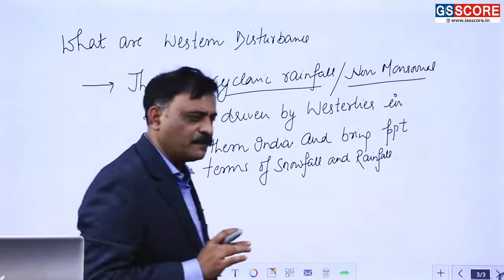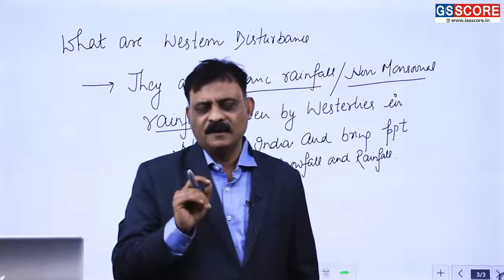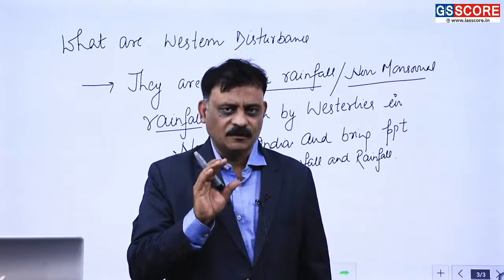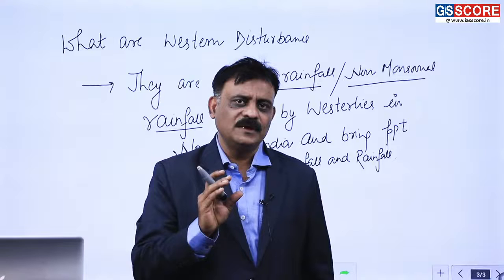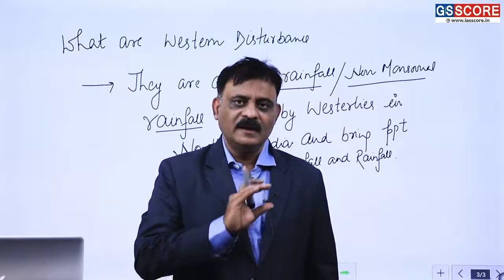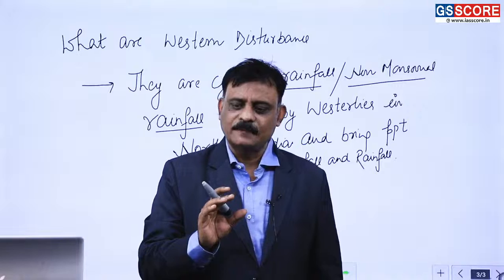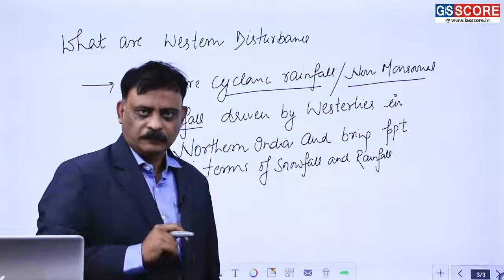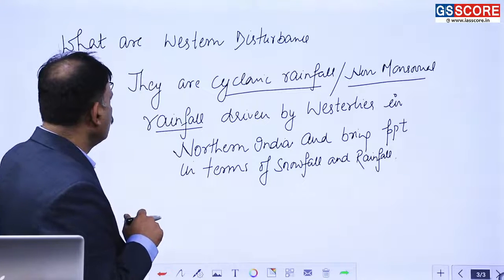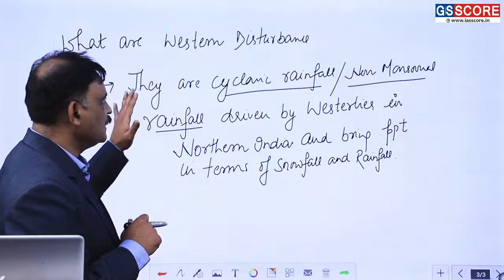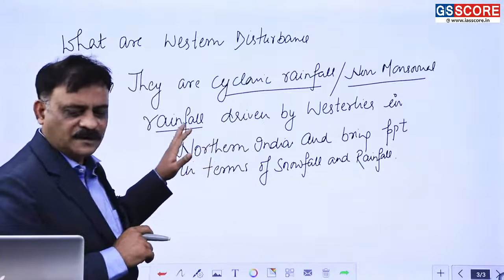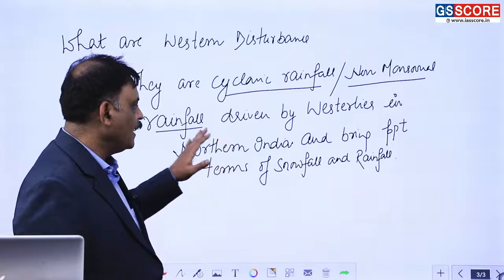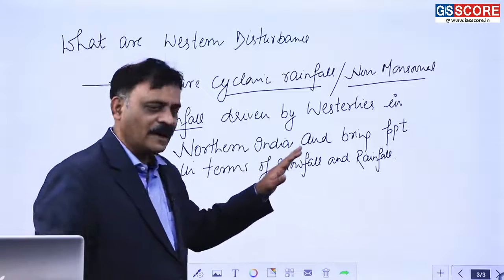ध्यान रखिएगा, जब भी आप अपनी definition को लिखते हैं या कोई सी भी चीज की definition से जब आप स्टार्ट करते हैं, तो इस definition में ज्यादा से ज्यादा elements incorporate हों, और साथ ही साथ definition simple होनी चाहिए. ओके, डेफिनेशन सिंपल हो, लेकिन ज्यादा से ज्यादा बातें उस डेफिनेशन के अंदर में आपने कवर करी होनी चाहिए. Okay, so this is what western disturbances are. Western disturbances are cyclonic rainfall, or you can call it non-monsoonal rainfall driven by westerlies in northern India, and they bring precipitation in terms of snowfall and rainfall.